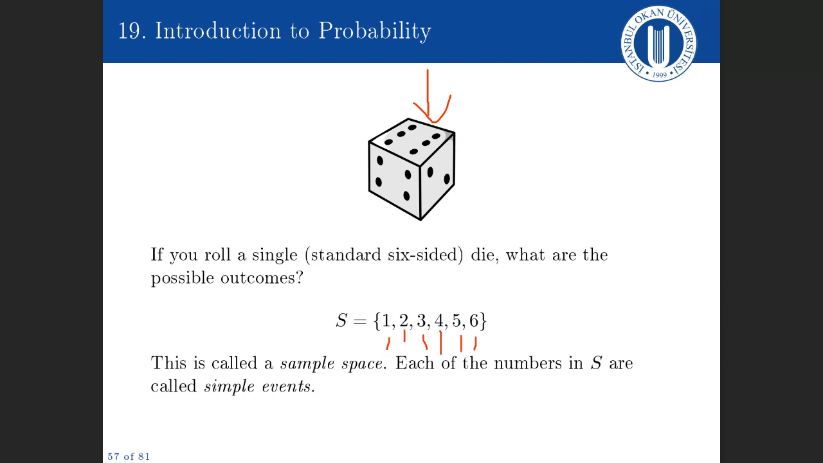If we put all of these outcomes in a set, then this set is called a sample space. Each of the numbers in S is called a simple event. So in this picture, the number 6 appeared on the top of the die. 6 is a simple event.